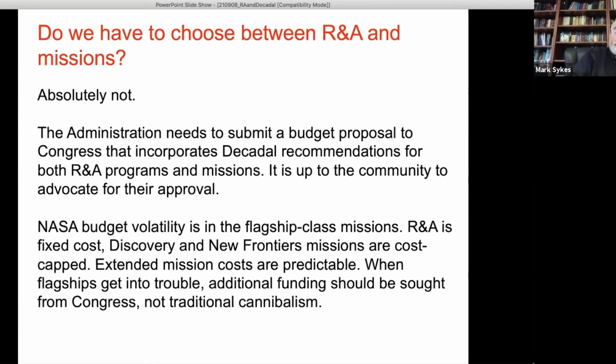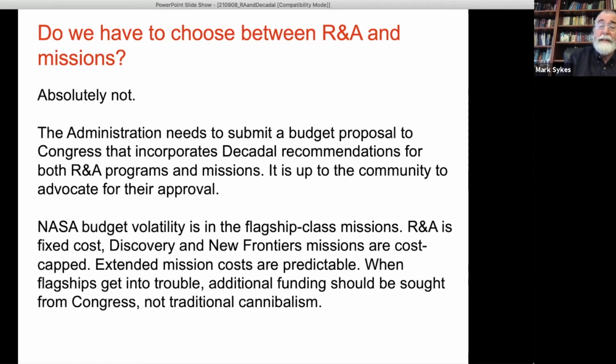And let's see, I make a note here about volatility. RNA programs are totally predictable. You don't have cost overruns. Discovery and New Frontiers, you shouldn't have cost overruns because those are cost cap missions. And even if you have extended missions, that's all predictable. So the volatility in the budget is primarily in the flagship class missions. And so I would say that one of the things the Decadal should maybe talk about is that when flagships get into trouble, and they always get into trouble, NASA needs to go back to Congress and say, please, sir, can I have some more?